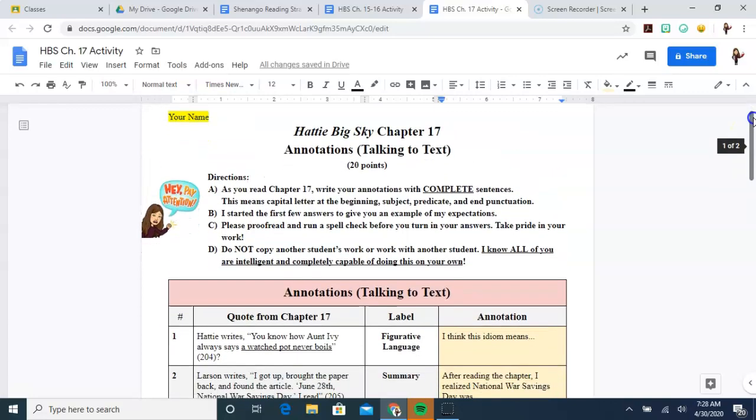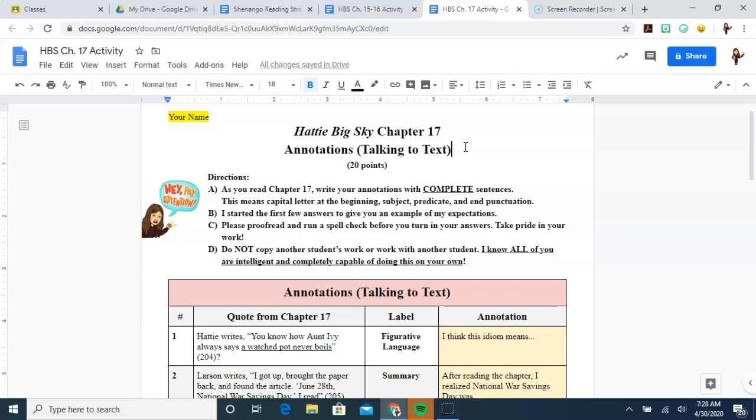I'm using a big word today, annotations, and we've used this word in class before too. But all that means is talking to the text, which is probably the term that you had used in elementary school or 7th grade. I used that term too in 8th grade as well, but I'm trying to get you to focus more on the more appropriate word for that, which is annotations. That's the professional word for it. So annotations are really just your thoughts as you are reading a text.